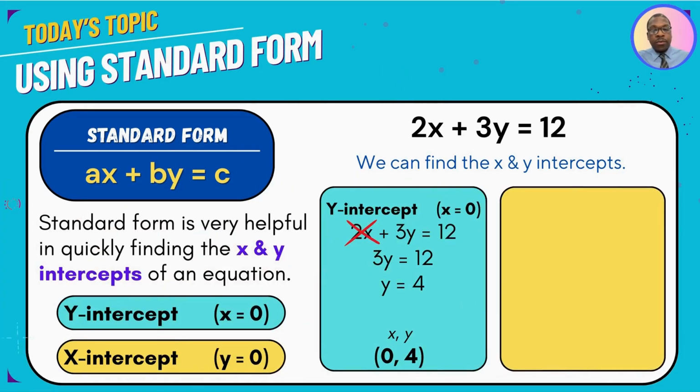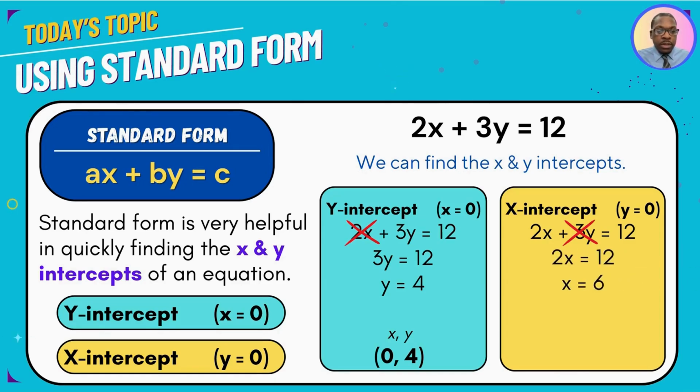Now, if we found the y-intercept, let's get the x-intercept. What do we know about x-intercept? That means y is 0. So wherever we see y, if y is 0, let's just x it out. So now we have 2x equals 12, which means x equals 6. So that gives us an easy coordinate of 6, 0.